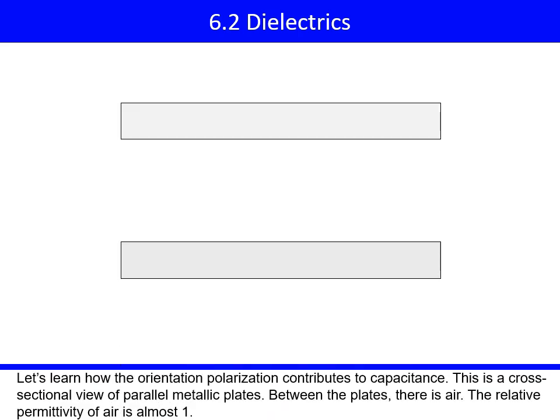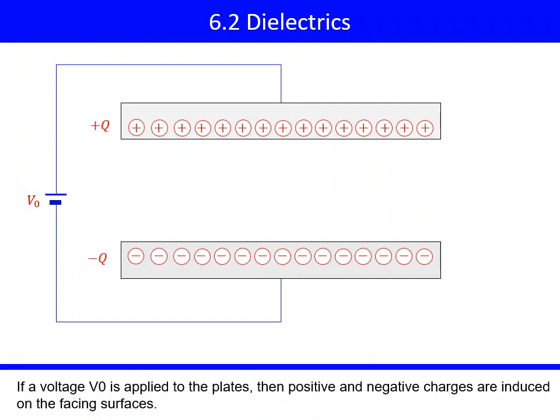Let's learn how the orientation polarization contributes to capacitance. This is a cross-sectional view of parallel metallic plates. Between the plates, there is air. The relative permittivity of air is almost 1. If a voltage V0 is applied to the plates, then positive and negative charges are induced on the facing surfaces.